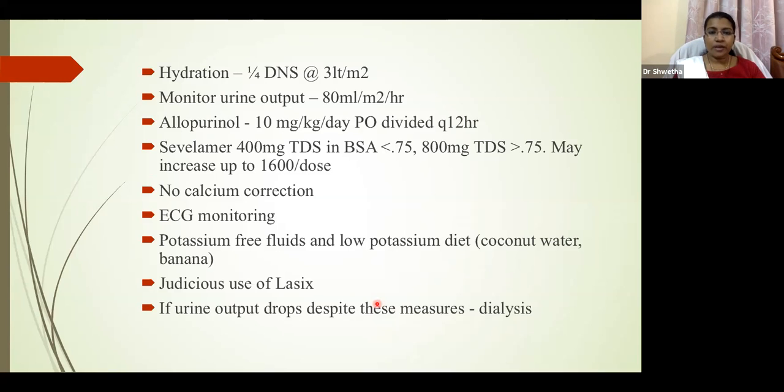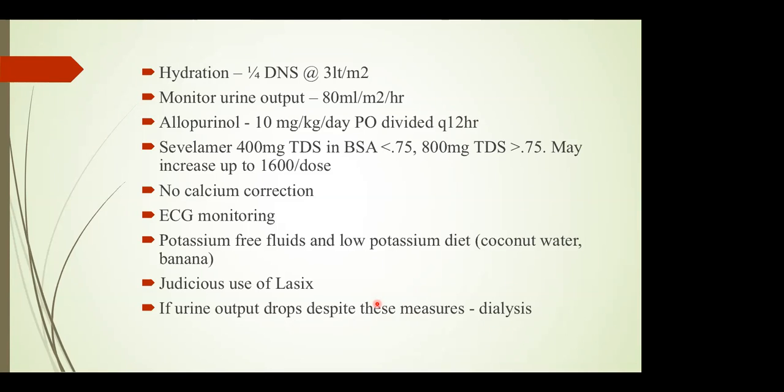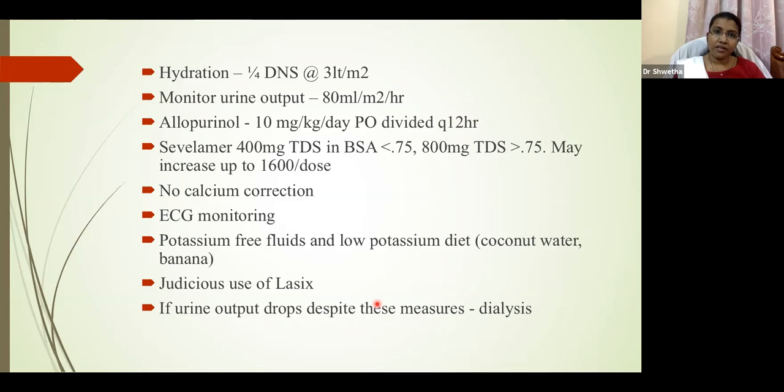Because this child has got hyperuricemia, we will give him allopurinol 10 mg per kg per day in a divided dose. And sevelamer. Sevelamer is a phosphate binder. Because he has hyperphosphatemia, we will start it at 400 mg TDS if the body surface area is less than 0.75, 800 mg TDS if a body surface area is more than 0.75. This dose may be increased up to 1600 per dose. Usually it's increased in increments of 400 mg.